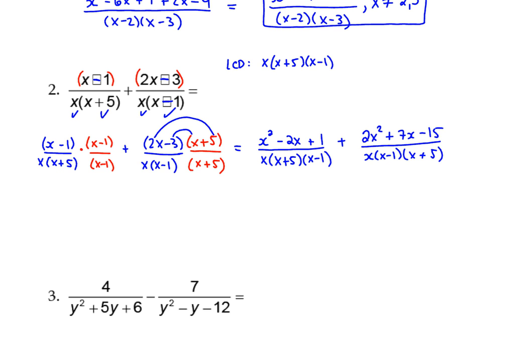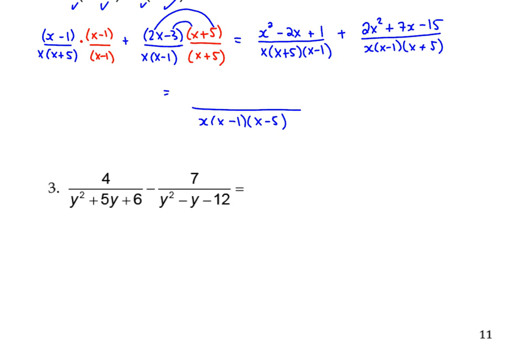Okay, so can we start collecting and just add them now? Add the numerators and write it all over one common denominator. So, what does this add to? How many x squareds? 3x squareds. How many x's? 5. How many constants? Minus 14.